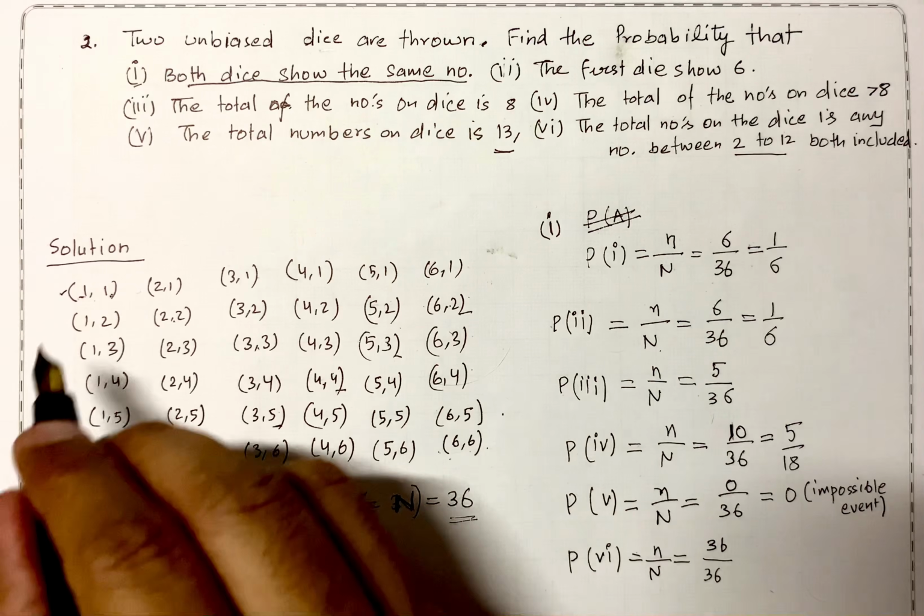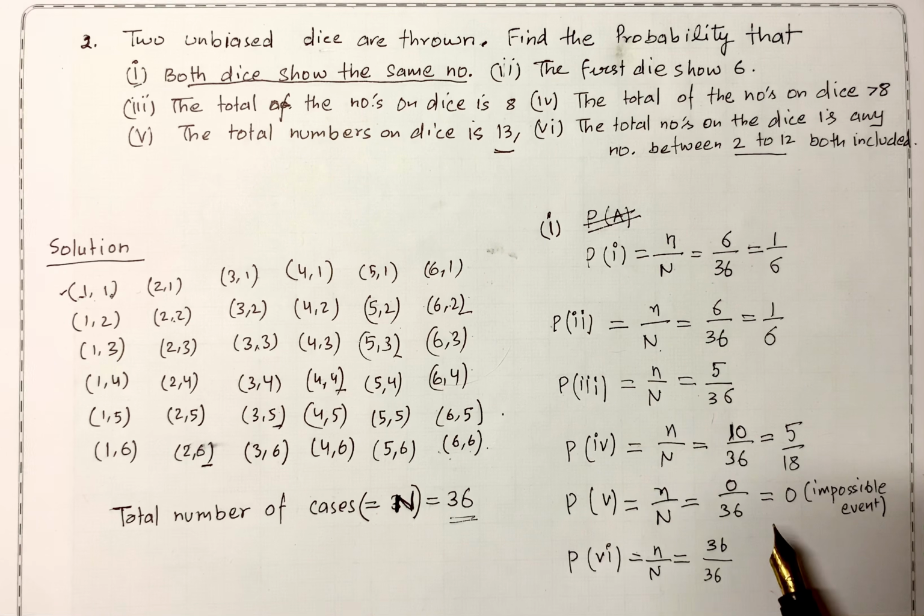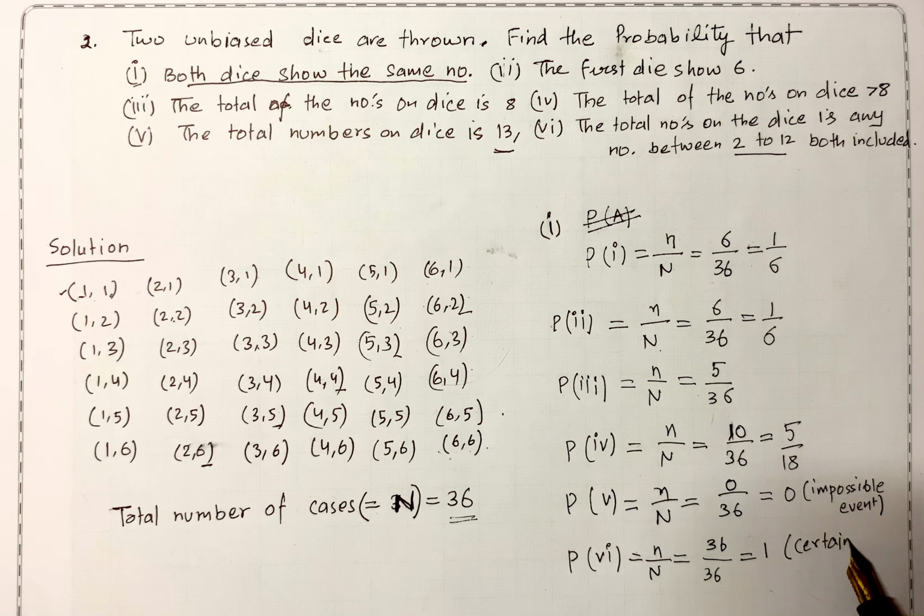That means the total sum is always between 2 and 12. This becomes 1. And when the probability is 1, these events are known as certain events. What do we mean by a certain event? That means it doesn't matter what number comes on die number 1 or die number 2, I'm definitely going to get a total between 2 and 12, both numbers included, of course.